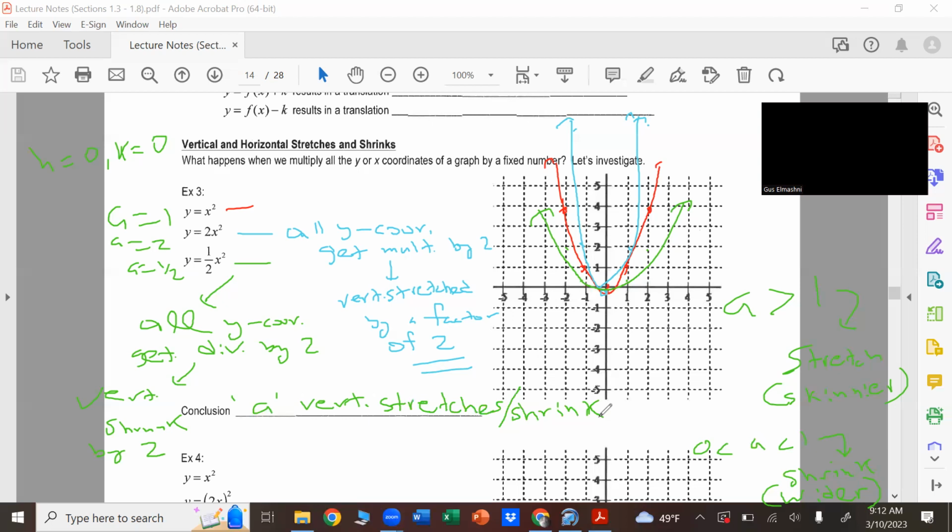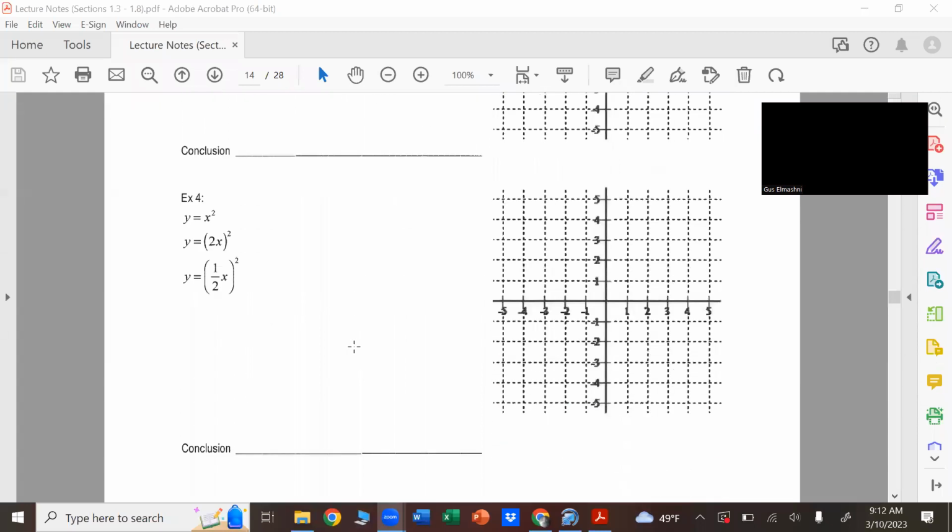So A is the number in front, that's the vertical stretching or shrinking. If A is bigger than 1, it gets skinnier because you're doing this, right? If A is between 0 and 1, it smushes, it goes sort of like this. Yeah, that's what happens. I kind of beat that to death, so let's go to example 4.